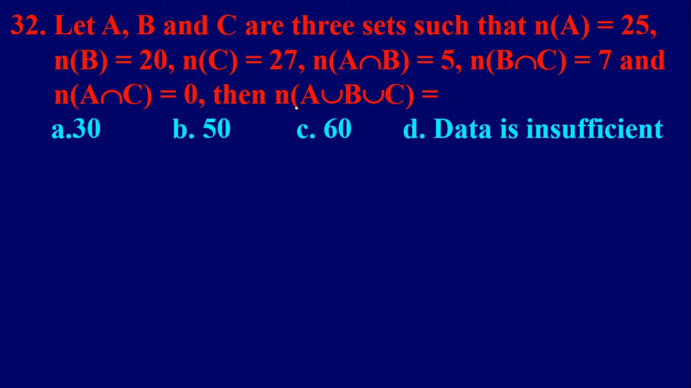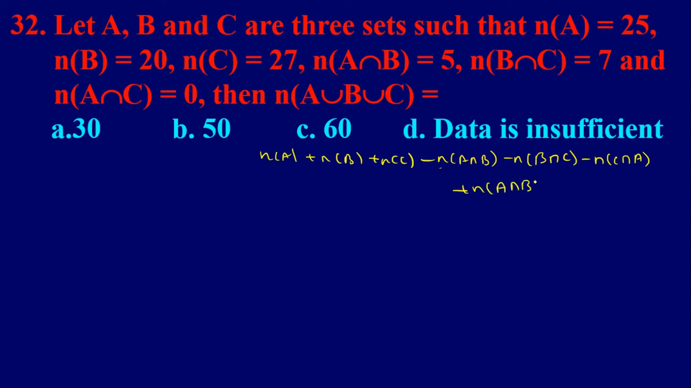So here we have to use formula n of A union B union C. So n of A union B union C is n of A plus n of B plus n of C. Then it is minus n of A intersection B. Then it is minus n of B intersection C. Then it is minus n of C intersection A. Then it is plus n of A intersection B intersection C.